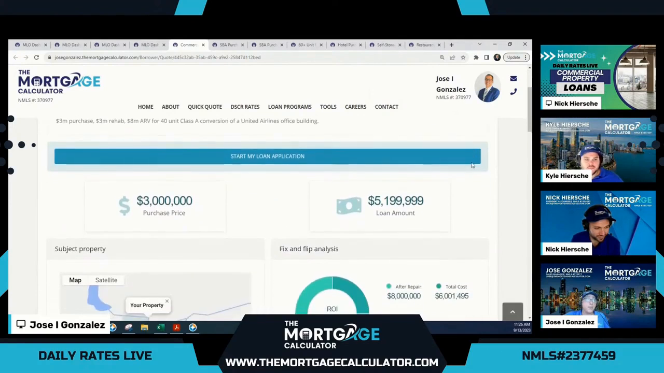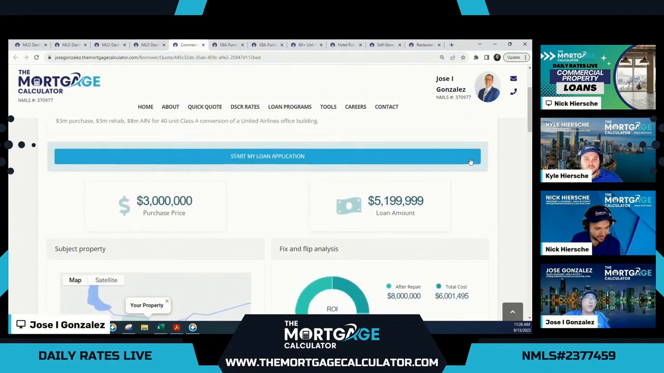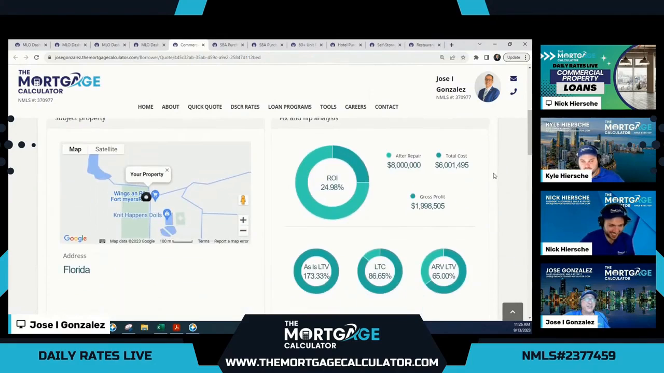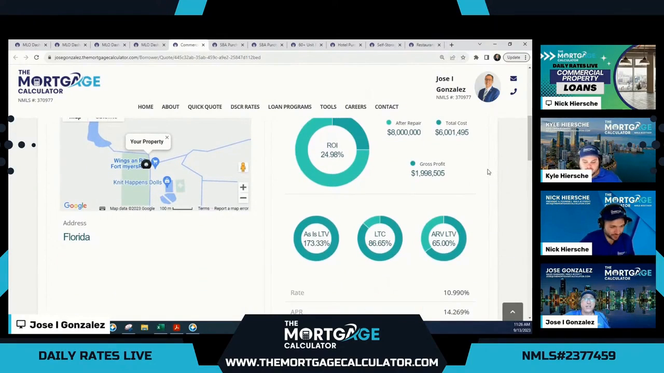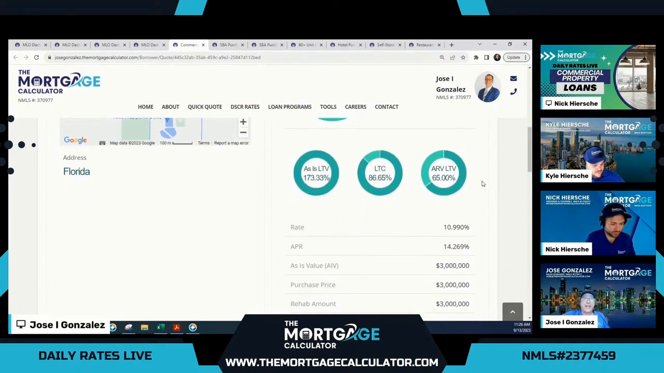So in this example, we were able to get a $5,199,999 loan. Why don't they just say 5.2 million, right? And let me show you the rate. So we're looking at 65% LTV to the ARV and 86.65% loan to cost, right? These are really good numbers. And you're looking at a 10.99% rate.